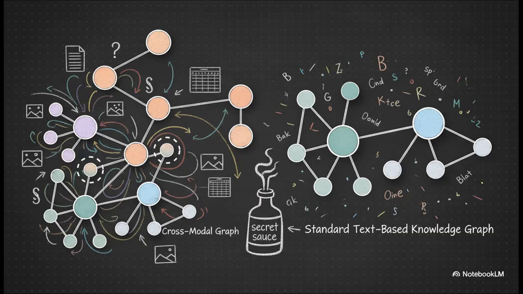And this slide just illustrates that perfectly. On the right, you've got your standard, old-school knowledge graph. It's just connecting ideas from the words. But look at the left. That's the cross-modal graph. It's so much richer, right? It's mapping how the text connects to the images and how those images connect to the tables. Fusing these two views together, well, that's the secret sauce.